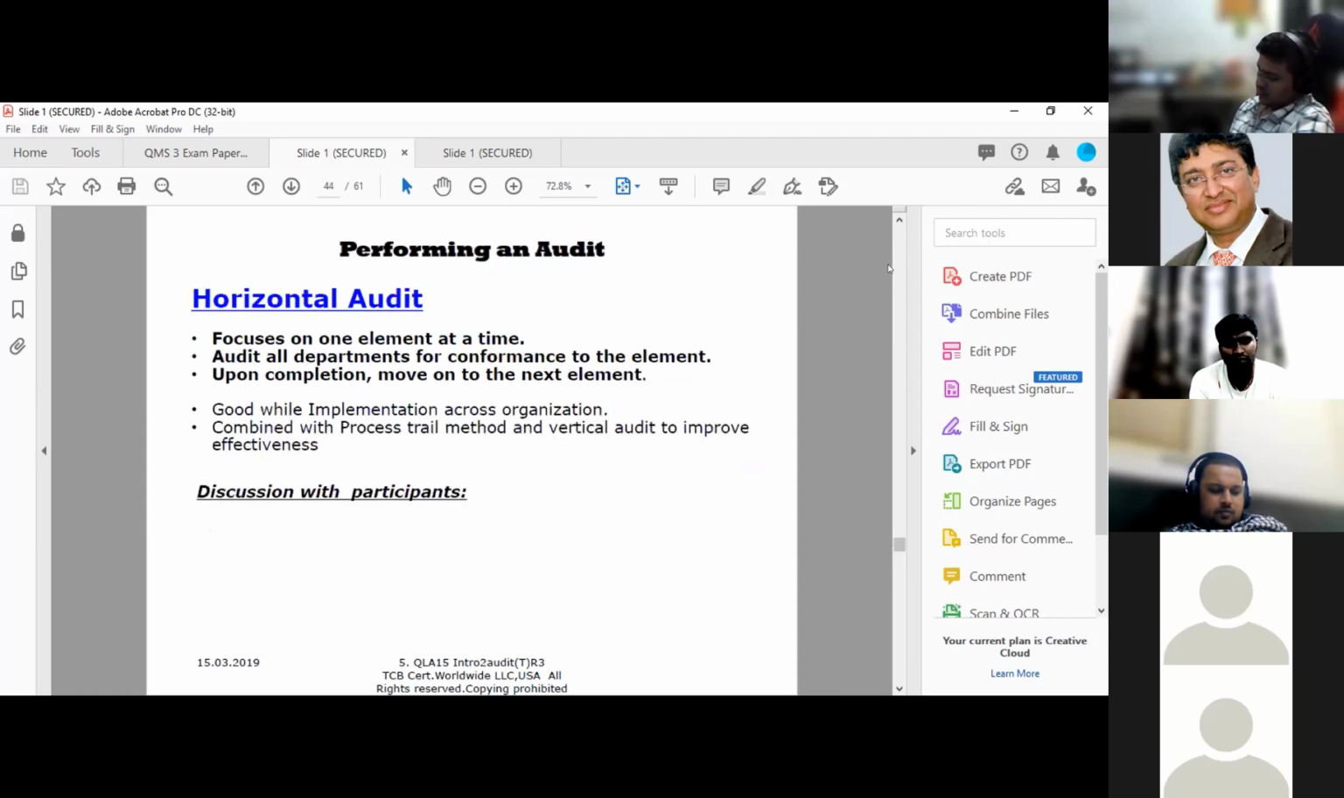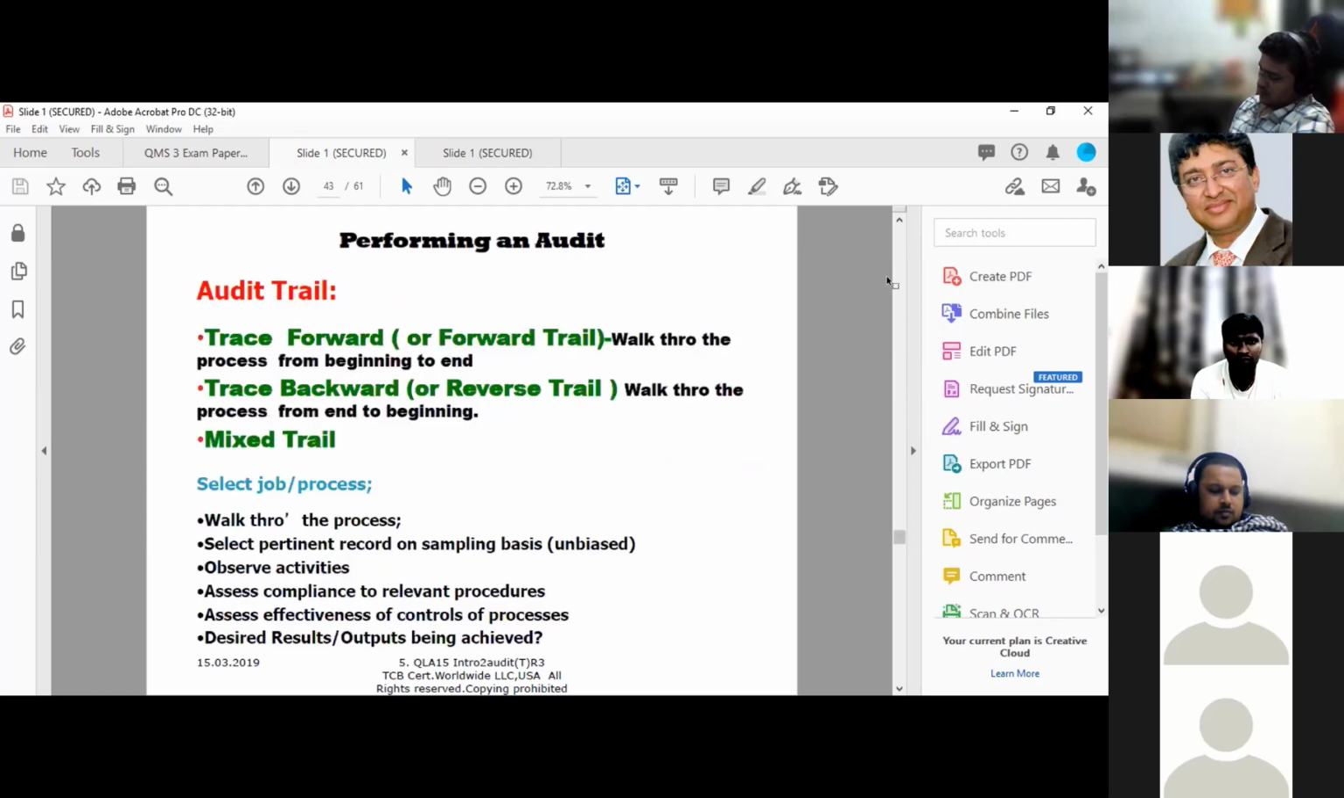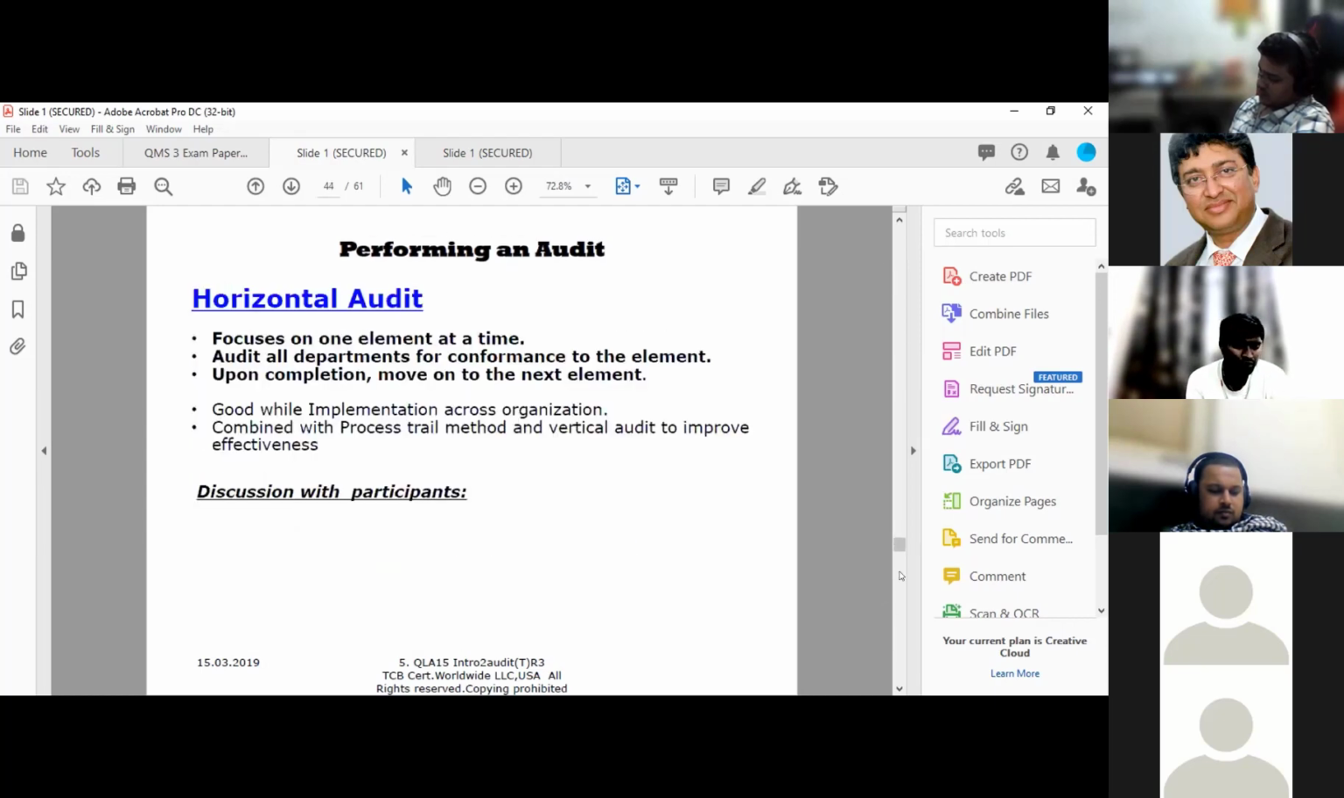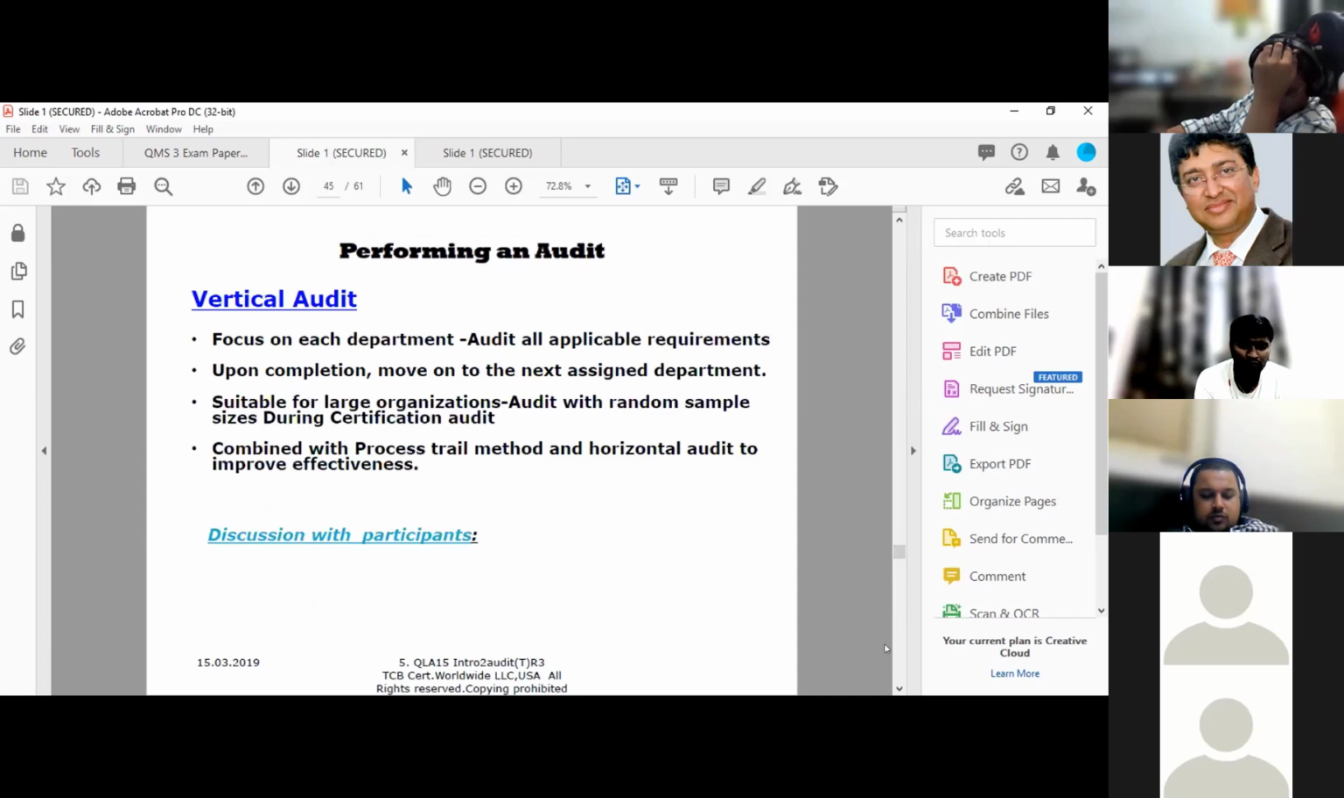But for internal audit, you can take horizontal as well as vertical audit, because in the horizontal element audit, you have to check whether the same element has been effectively implemented in every department or not, because you don't know where the external auditor will check. So each department, each applicable process has to be well established. So horizontal audit is one element across the organization. Vertical audit is one department, with the applicable elements in that department. Clear?